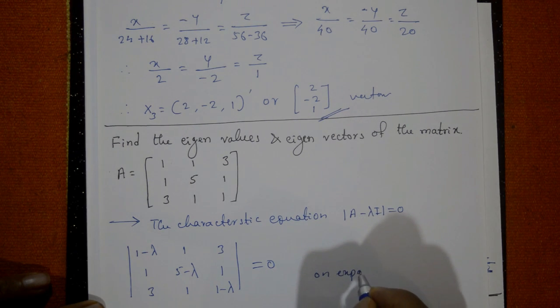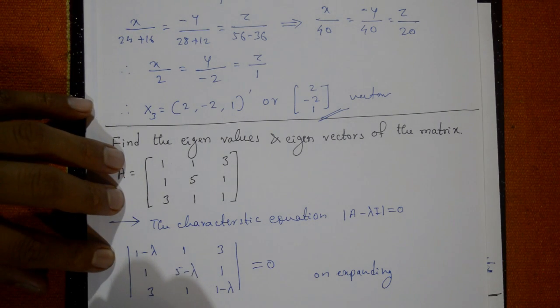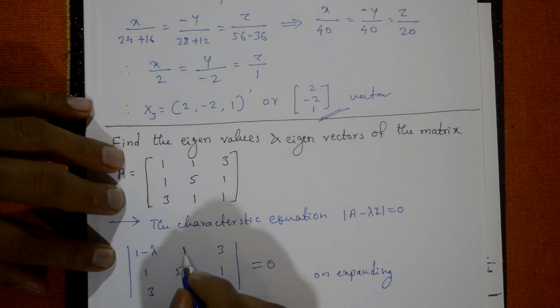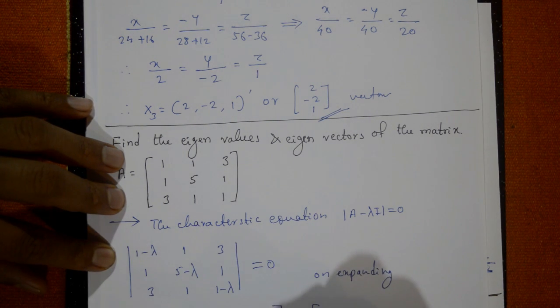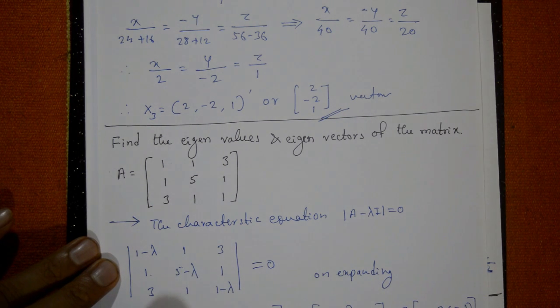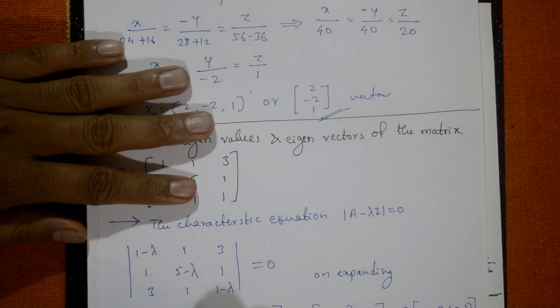Now on expanding: 1 minus lambda times (5 minus lambda)(1 minus lambda) minus 1 into 1. For the second element, take the minus sign in the plus-minus-plus pattern, minus 1 times these elements' multiplication: (1 minus lambda) minus 3. Then plus 3 times (1 minus 3(5 minus lambda)). Now open the brackets, and we get the equation lambda cube minus 7 lambda square plus 36 equal to 0.